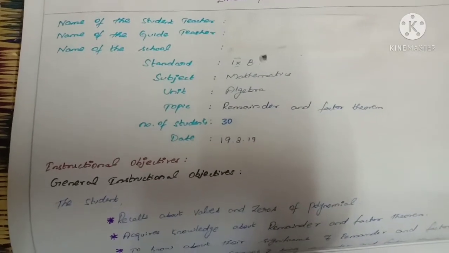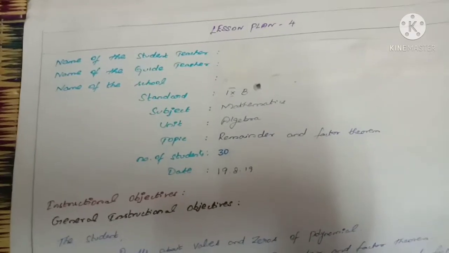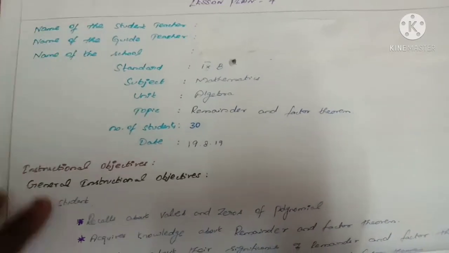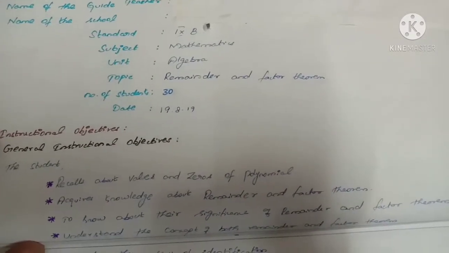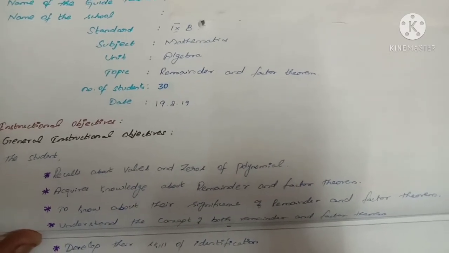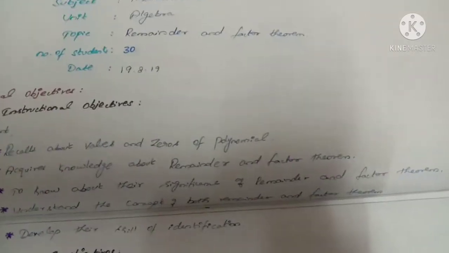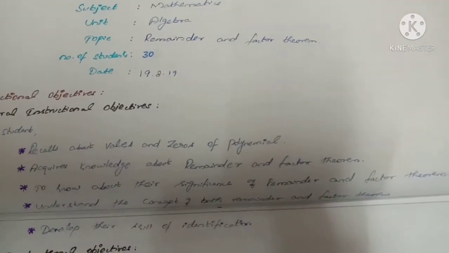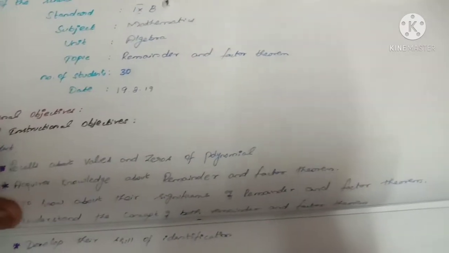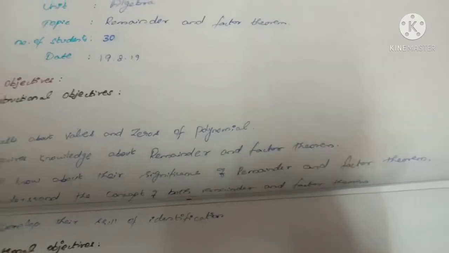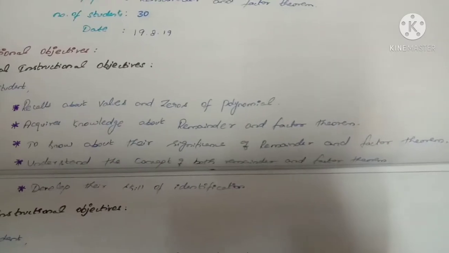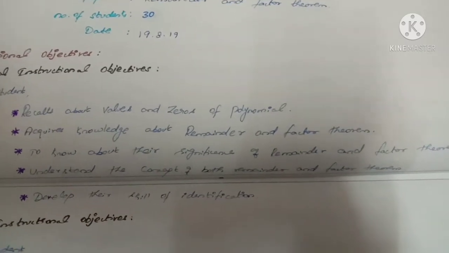Then number of students, date. Then next is instructional objectives. General instructional objectives. The student recalls about values and zeros of polynomial, acquires knowledge about remainder and factor theorem, to know about their significance, understand the concept of both remainder and factor theorem, develop their skill of identification.